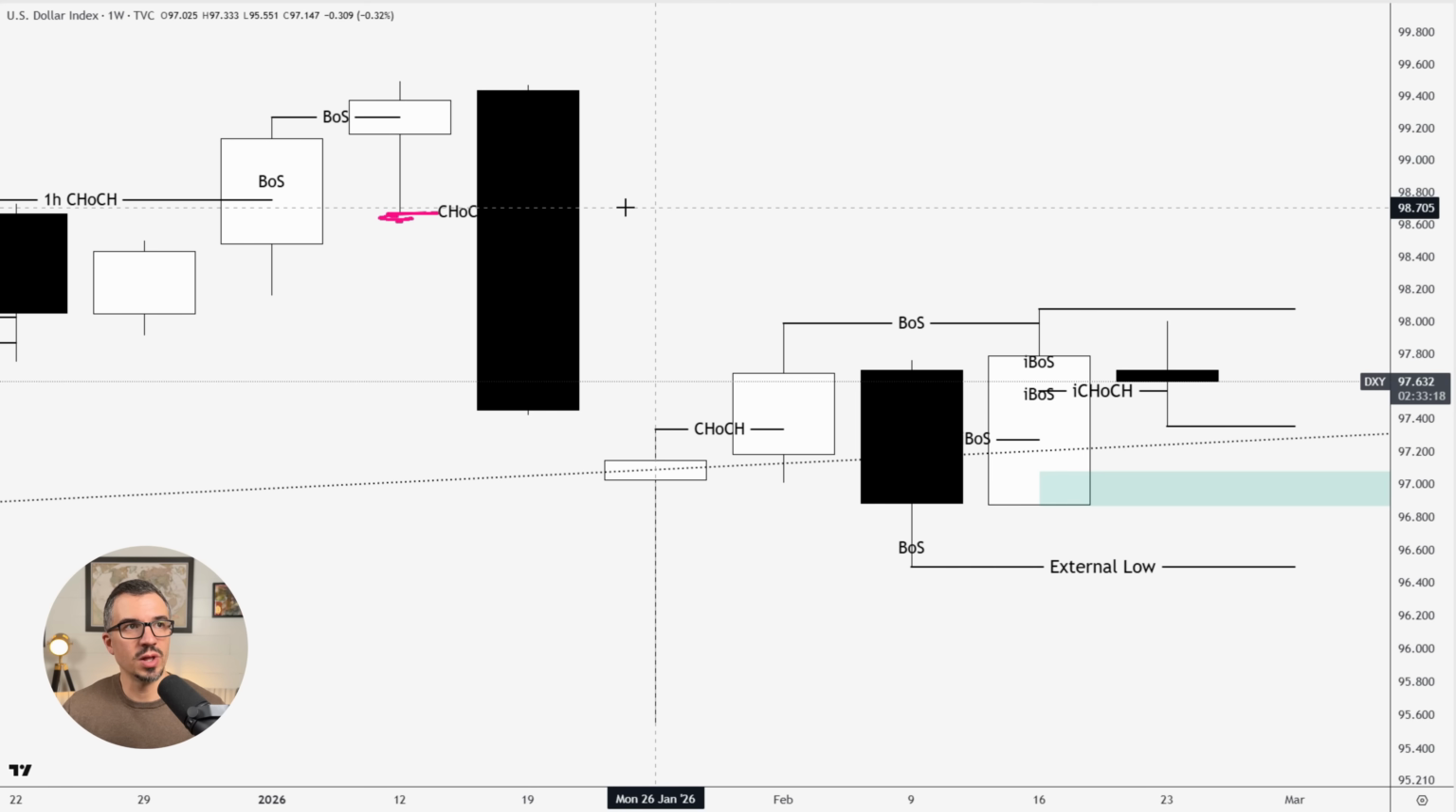So right now, this low comes in right here around 98.70 or so. So this area up here is still an unmitigated weekly imbalance, okay?